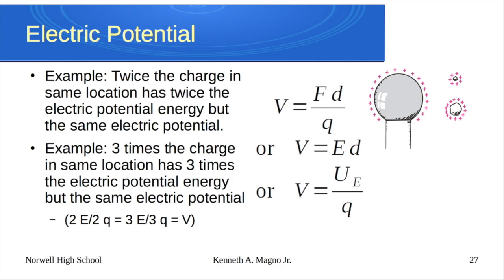What's different, though, about electric potential is it doesn't care about the actual test charge. So if I've got twice the energy on twice the charge, or 3 times the energy on 3 times the charge, that factor of 3 cancels out, and it tells me, looking at this here, when I'm at this distance here, it's V, regardless of the charge I have.